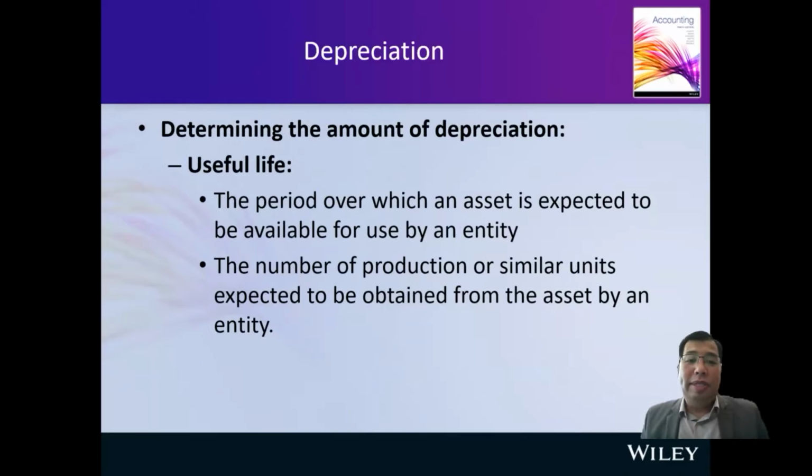So determining the amount of depreciation, it depends on the useful life of the assets. What is useful life? The period over which an asset is expected to be available for use. Or it depends on the number of production or similar unit expected to be obtained from the asset by the entity. Maybe one machine can produce up to 100,000 units. After that, you have to write off the asset. So the useful life is the period which asset is expected to be available for use.